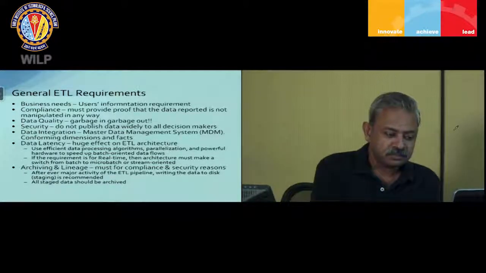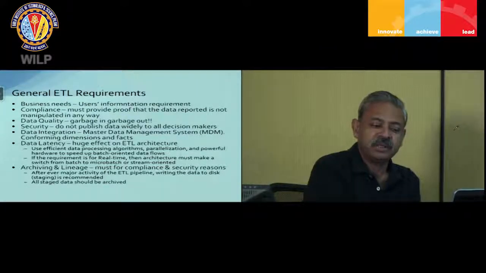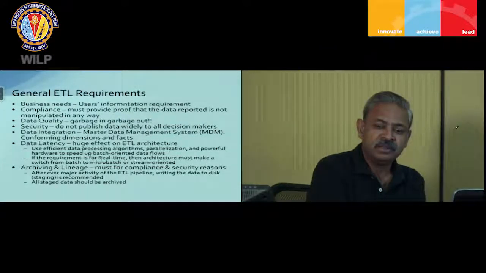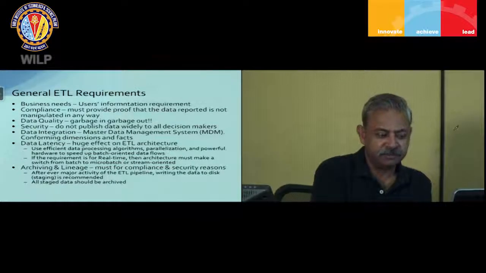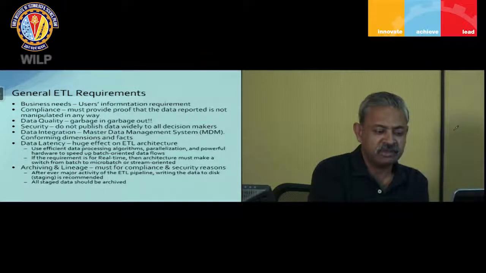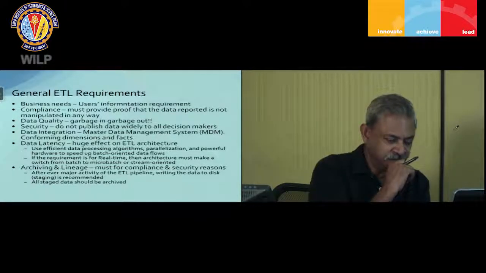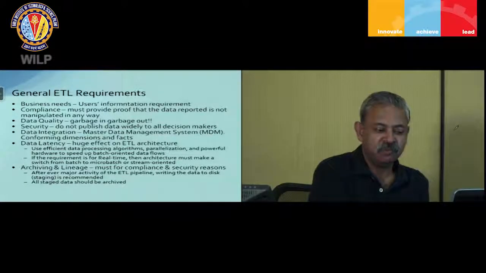subsystem. And security, so do not publish data widely to all decision makers. It should be need based and it should not be broadcast to everybody. And then there are data integration requirements, where we have master data management systems like MDM, and here we try to conform dimensions and facts that are there.